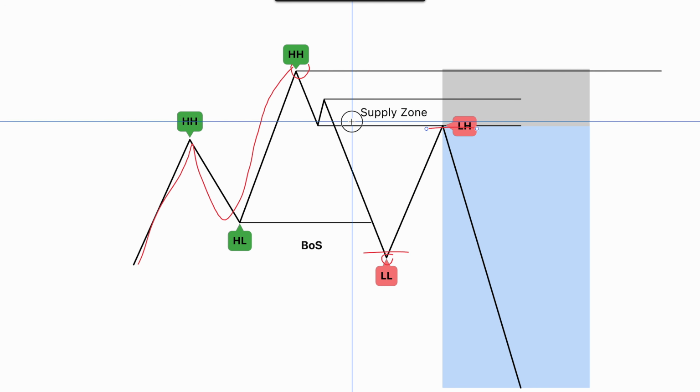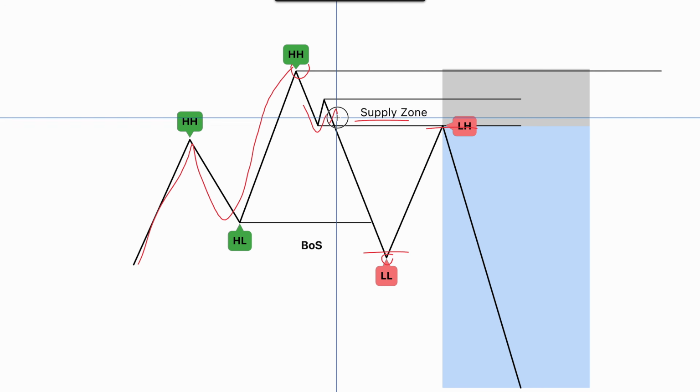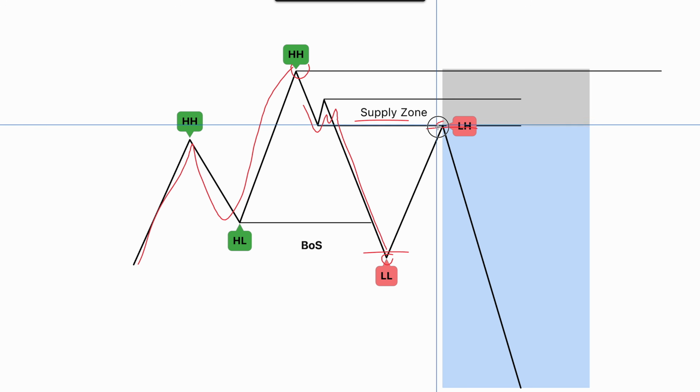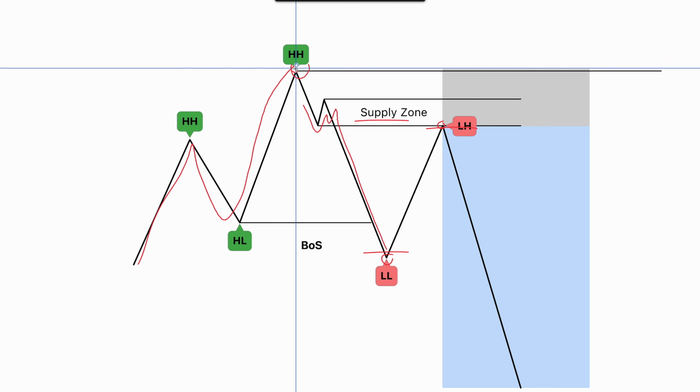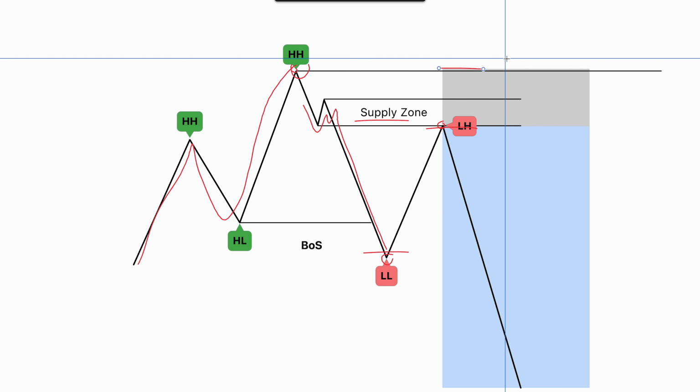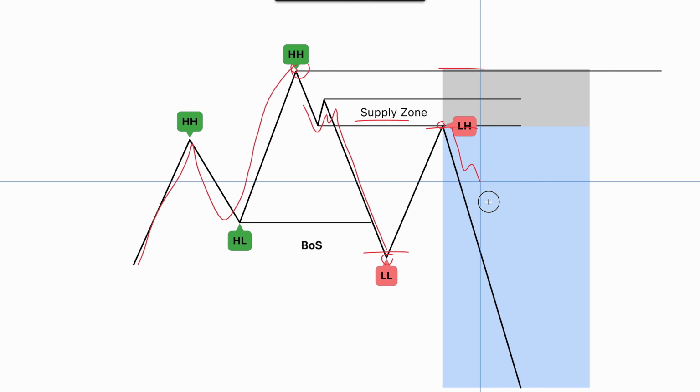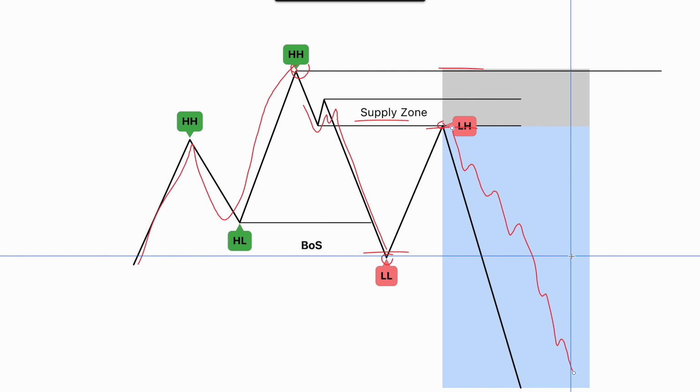Then we can sell from a supply zone, an area of consolidation before a large down move. We get our entry here, stop above the high, which provides a tight but safe stop loss. And then we get to maximize profit on a high probability position to the downside.